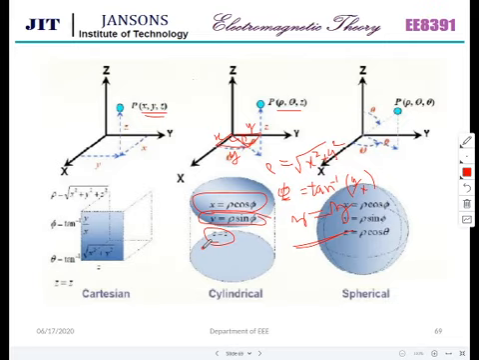I repeat, a point P is represented by 2 comma minus 5 comma 6. The same thing I have told. Then determine the cylindrical coordinates of the same point. Let me write it down here. So what is the value of rho, phi and z?